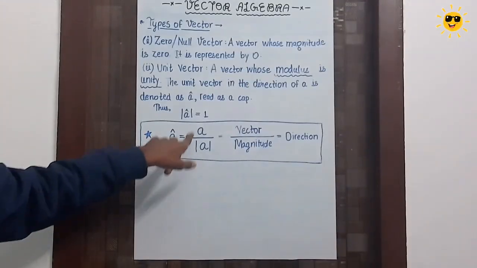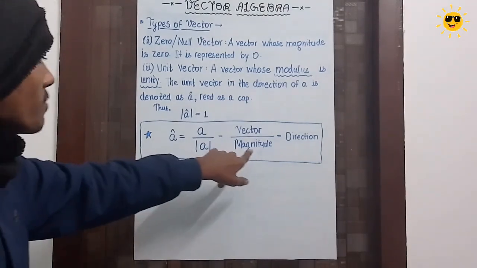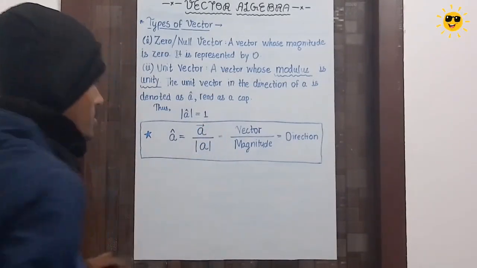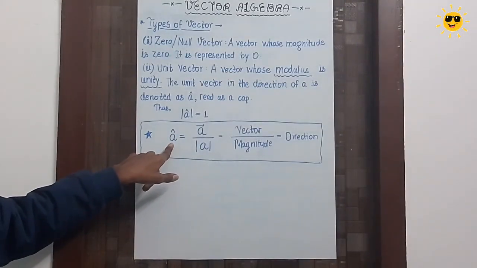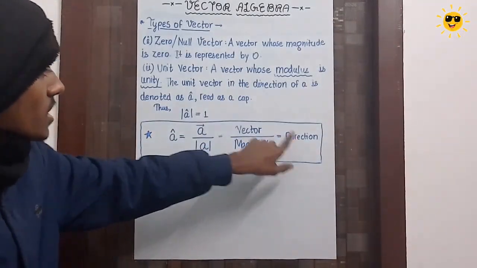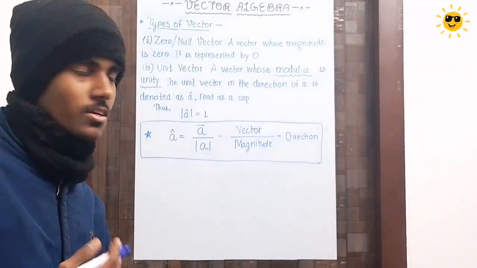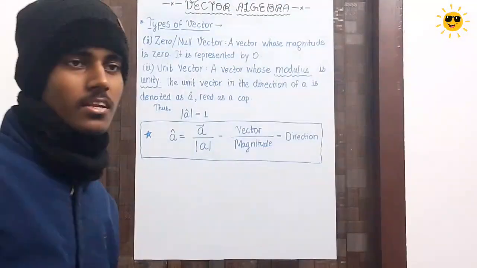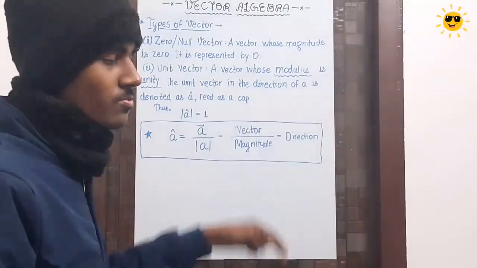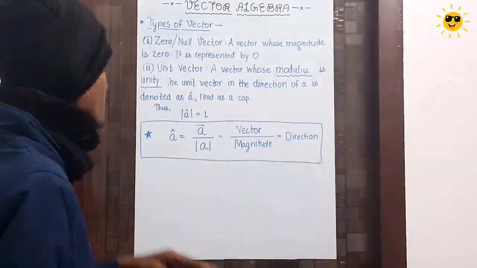A cap equals A by modulus A. As I say, modulus A simply means magnitude, and A is the vector. Let me clarify: this is the A vector and this is A cap. A cap simply denotes direction. So direction equals vector by magnitude. This is our formula, this equation, and it will be very important in later parts of the chapter. So please recall and remember this one: vector divided by magnitude equals direction.